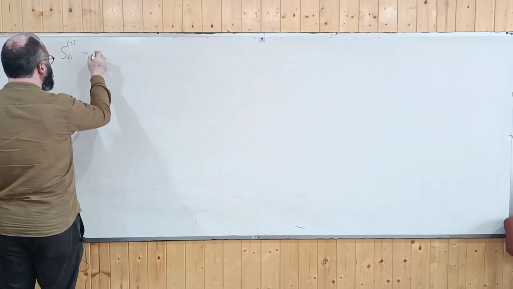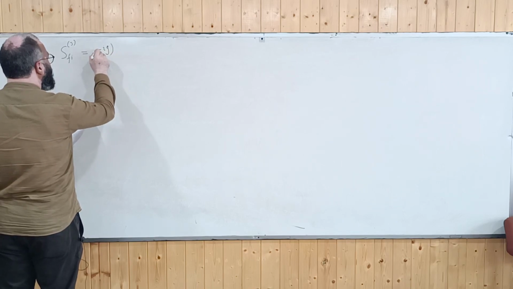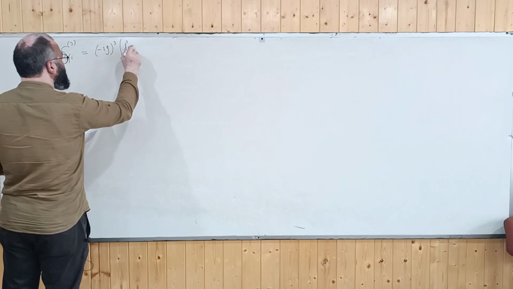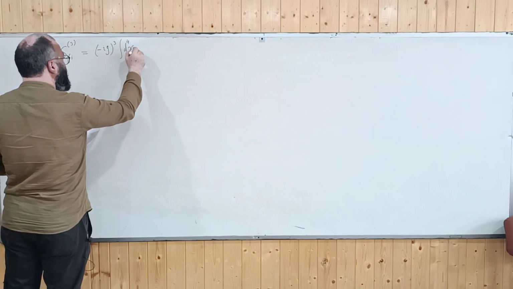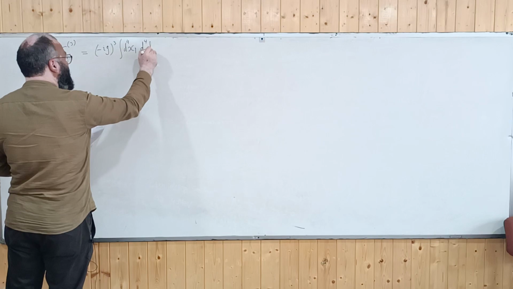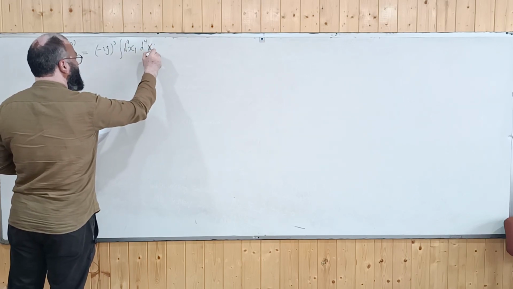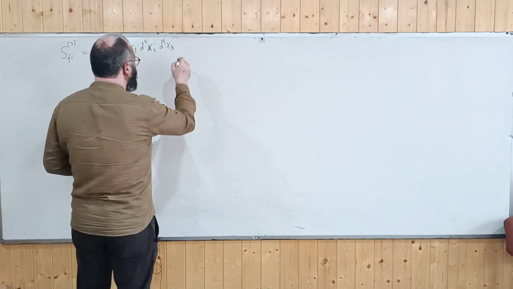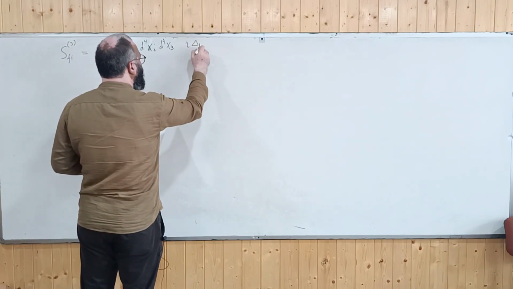Okay, so this was something I raised: d3x, sorry, d4x1, d4x2, d4x3. Okay, so then we had this propagator i delta_F(x2 minus x3).